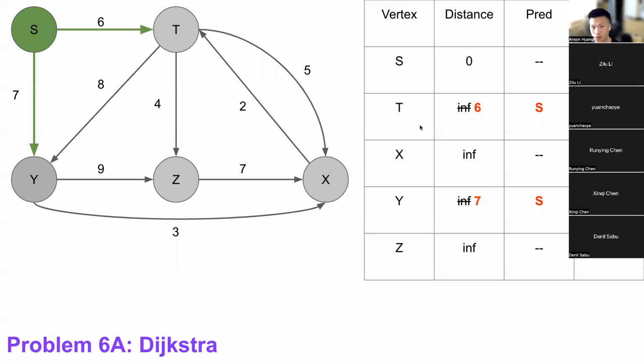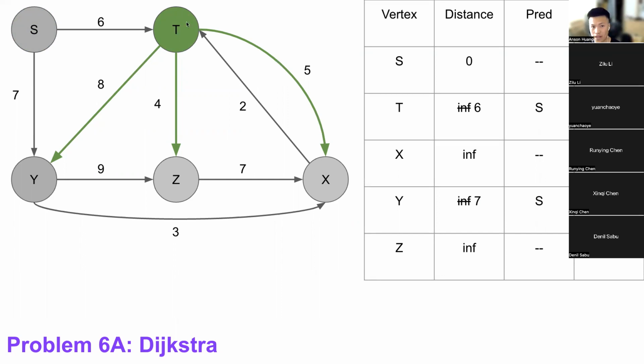So we just fill this out. We just found a path to T. We found a path to Y. We update the values. We can go from S to Y in a distance of 7. We can go from S to T in a distance of 6. Fill it out. Mark the predecessor. And next, like Daniel was saying, we can now go to T because that's the next shortest path to go to. From S, you can either go to Y or T. Since the path to go to T is shorter, we go to T.